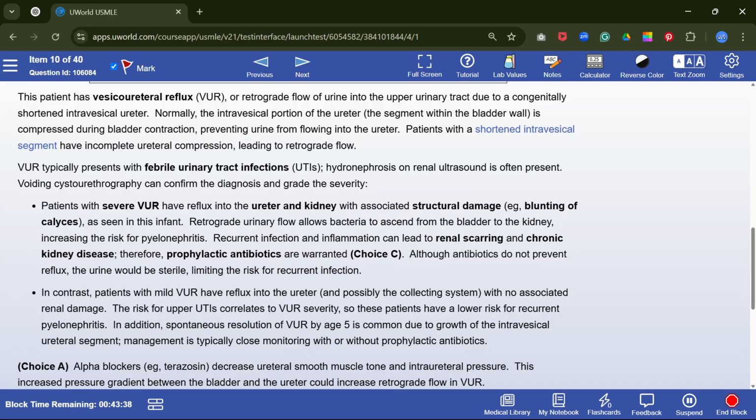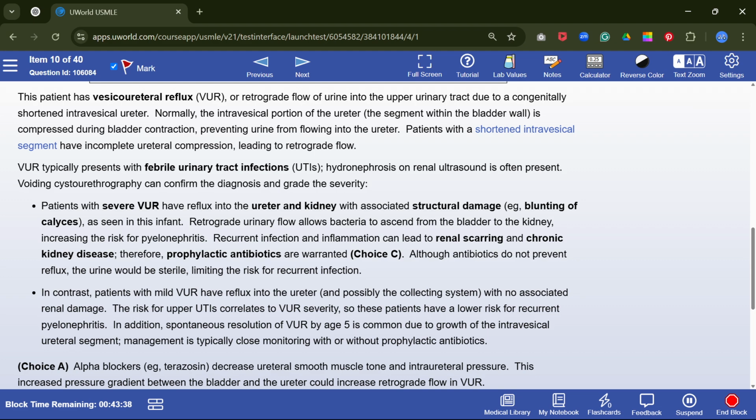Patients with severe VUR have reflux into the ureter and kidney, which is associated with structural damage, blunting of the calyces as seen in this patient. Retrograde urinary flow allows bacteria to ascend from the bladder into the kidney, increasing the risk of pyelonephritis. Recurrent infection and inflammation can lead to renal scarring and chronic kidney disease. Therefore, prophylactic antibiotics are warranted, although antibiotics do not prevent the reflux. They keep the urine sterile, limiting the risk of recurrent infection.